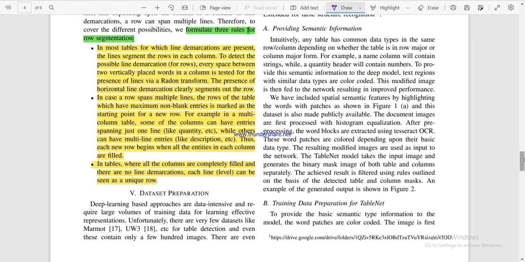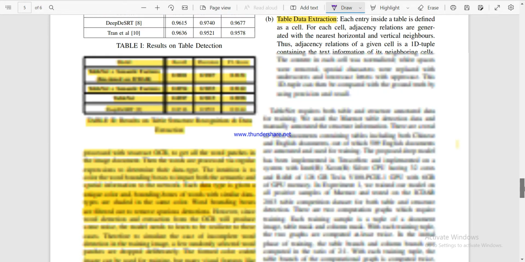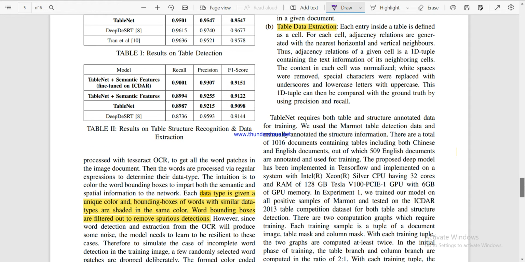And then providing semantic information and training data. In this paragraph, first it is how they are providing the semantic information, and after that the training data preparation for TableNet. So data preparation is like, after we process with Tabular OCR to get all the word patches in the document image, the words are processed via regular expressions to determine their data type.